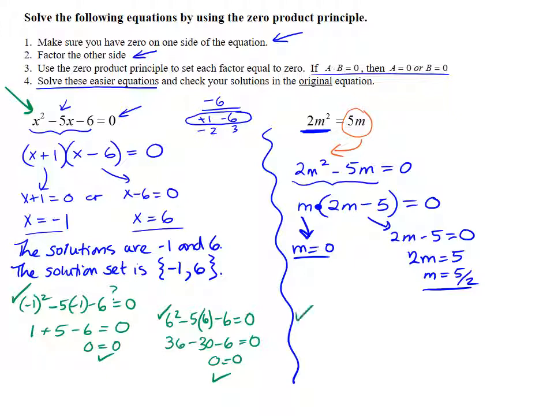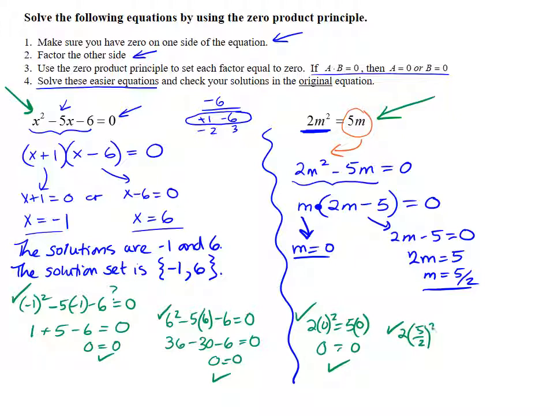Check them both. Plug 0 back in again to the original equation. So 2 times 0 squared equals 5 times 0. Pretty much what we have is 0 times anything is 0. 0 times anything is 0. So that one checks rather quickly. The second one, 5 halves is a fraction. That may take a little bit more effort.